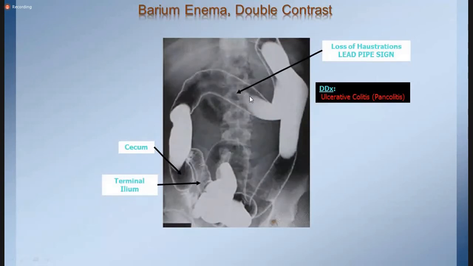No haustration is seen in it. So this is featureless appearance of the large bowel. Featureless appearance means loss of haustrations, giving the lead pipe appearance. So this is an example of ulcerative colitis.